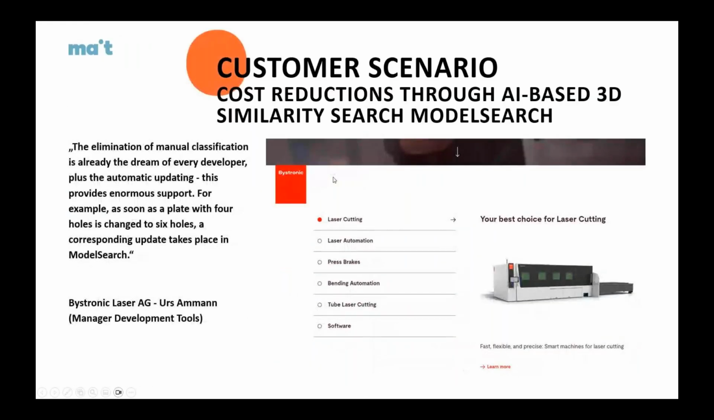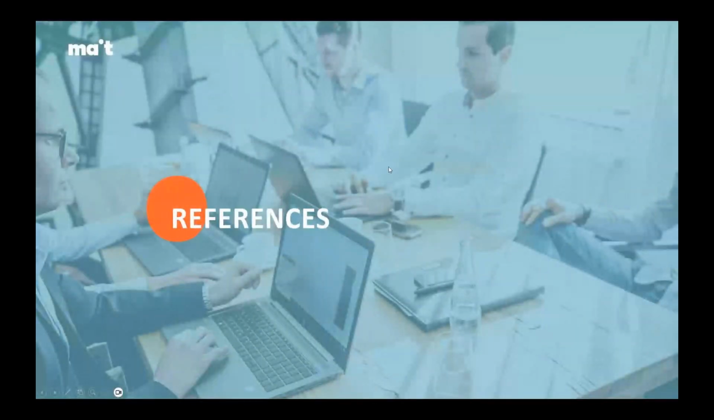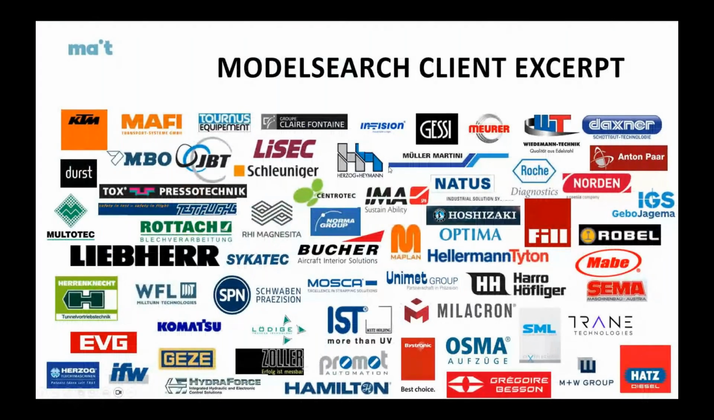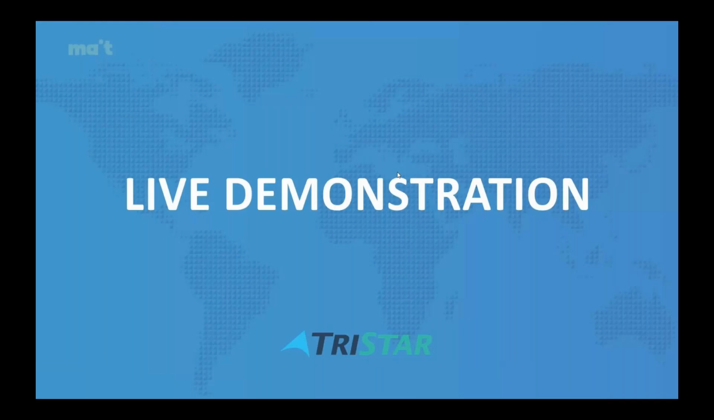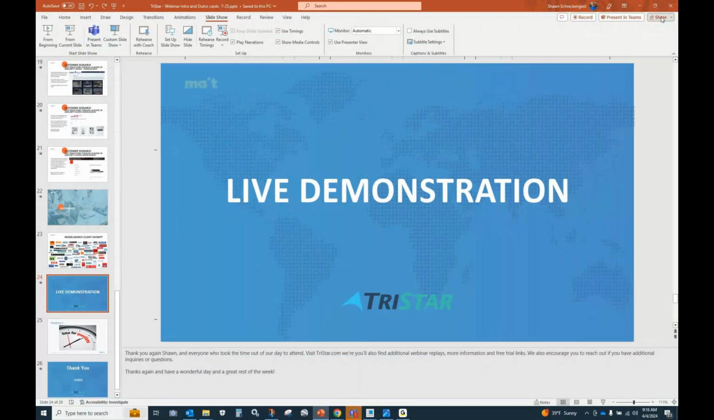And then another company, Bistronic, was able to eliminate all their manual classification process. So the tool does this for them, no longer needing to do any classification. So as far as references are concerned, as you can see on this slide, there's quite a few companies that are using ModelSearch around the globe. Right here with TriStar in North America, we've had many customers already implement the software and they are very happy with the tools. So with that, I'd like to go into our live demonstration, and let me just get my tools set up here.